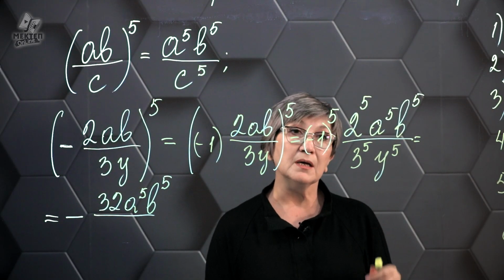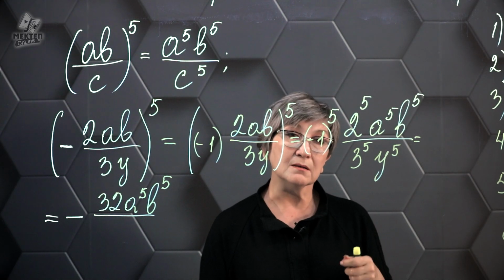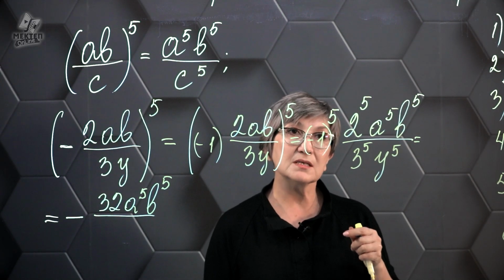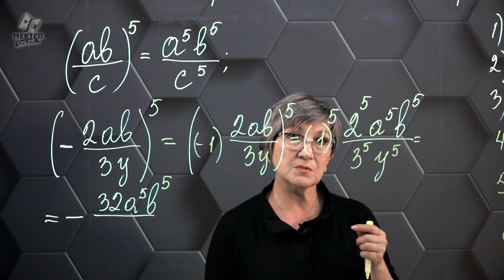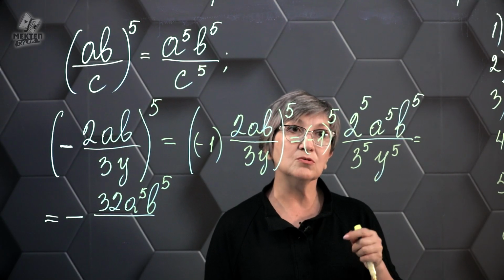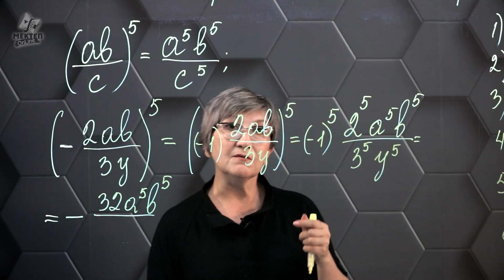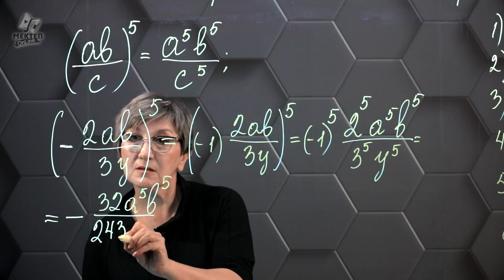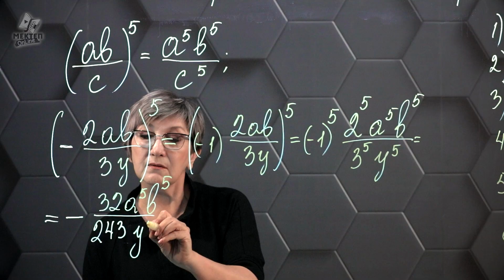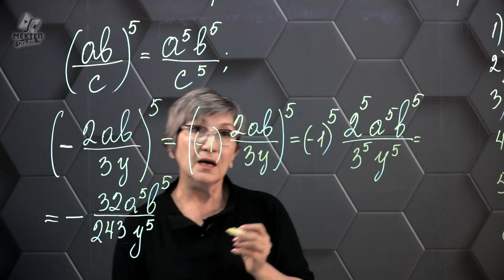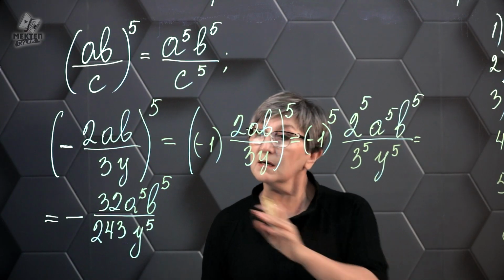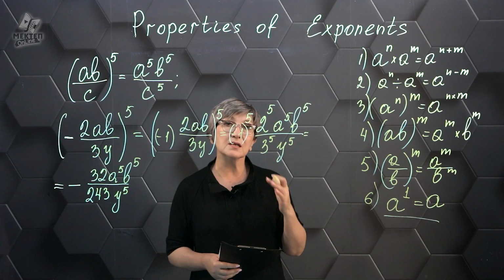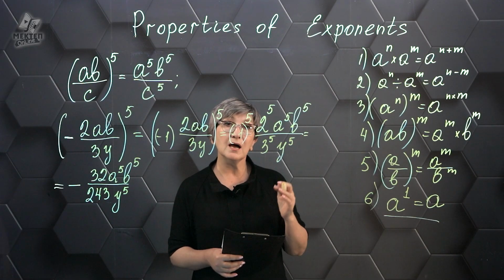Let's do the math. 3 times 3, 9. 9 times 3, 27. 27 times 3, 81. 81 times 3 is 243. The denominator is 243, u to the 5th power. This answer can be left as it is, but in math, it is customary to write the numerical expression first and then the letter expression.